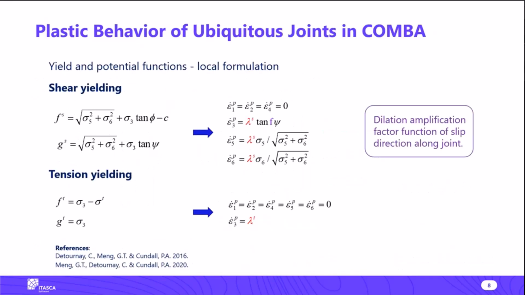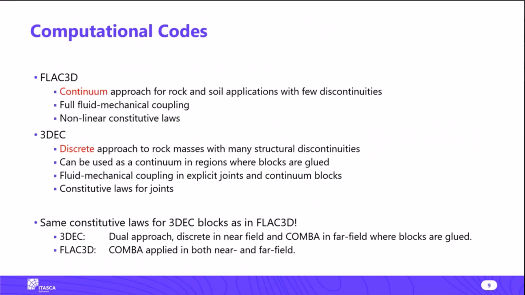The plastic behavior is twofold because there is plasticity, possible yielding, in the matrix, but also, of course, along the joints. And here we list the yield and potential functions for shear and tension yielding in the joints for those who are interested. The model is applicable to FLAC 3D, which, as you may know, takes a continuum approach to model rock and soil, with only a few discontinuities that are considered in a discrete manner.